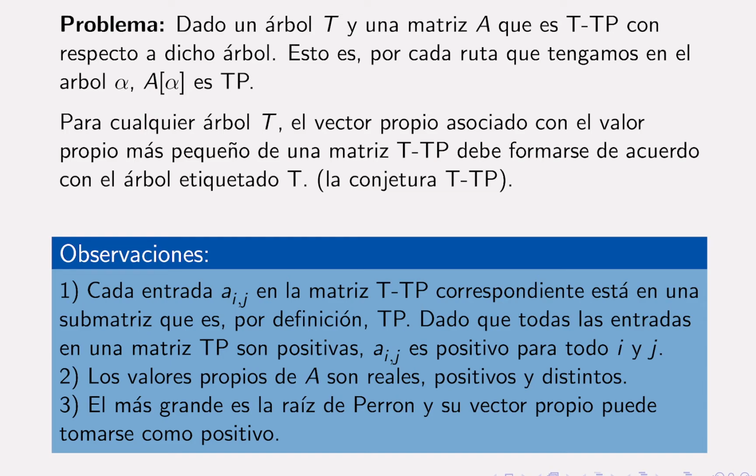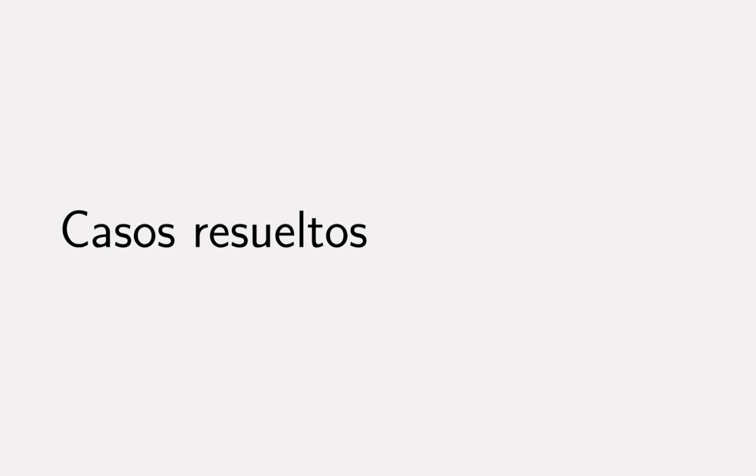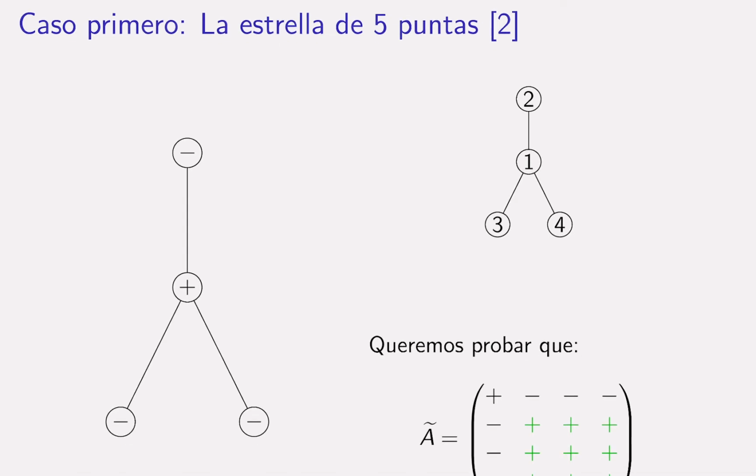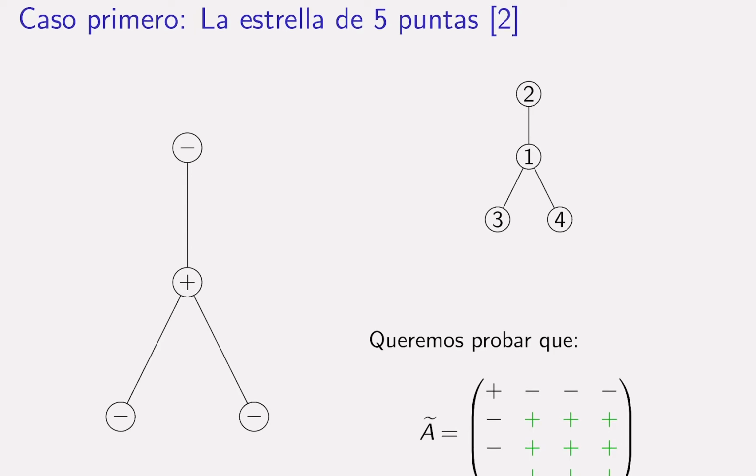And finally, the maximum eigenvalue is also unique. It's called the Perron eigenvalue, and this is all the time positive. Okay. All right. So let me show you which cases we already know that the conjecture holds for. So the first one is we're going to talk about the 5-star graph. Well, it should be the 4-star graph, right? So you have this case.